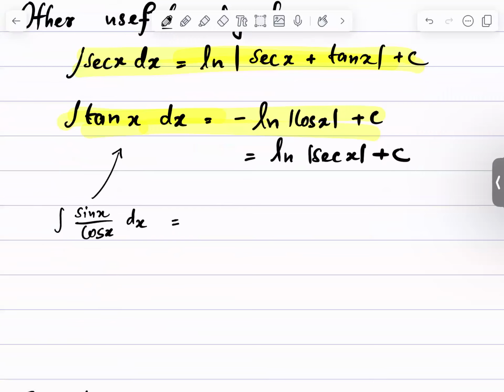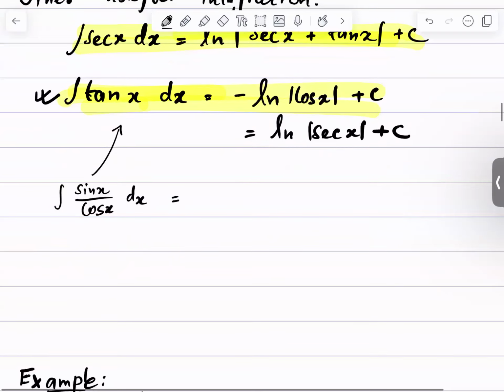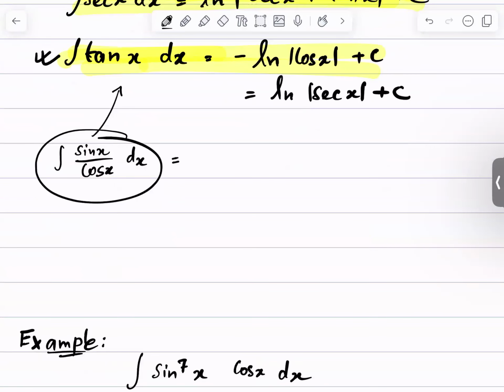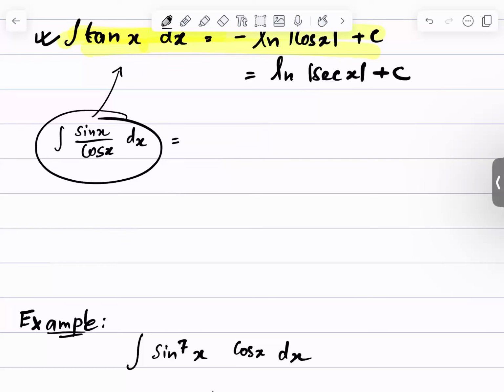So for example, if I want to prove this result, tan x dx is ln secant x plus c, what we have to do is write tan x as sine x over cosine x dx, just like here. And then we can use U substitution. Let u be cosine x. Then du is minus sine x dx, right?